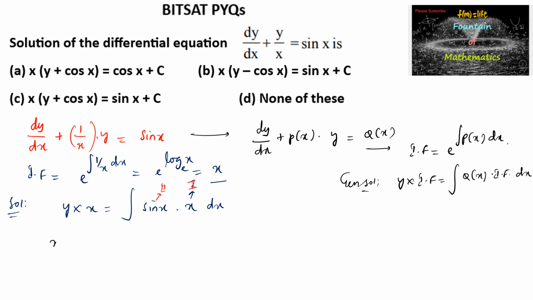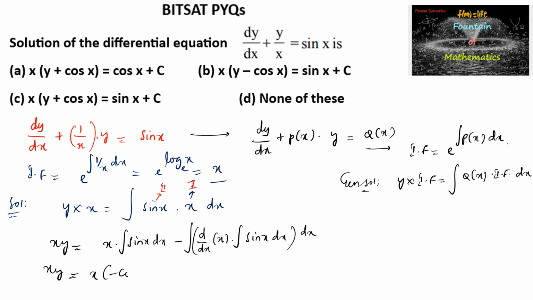So we can write xy is equal to x into integral of sin x dx minus integral of differentiation of x, which is 1, into integral of sin x. Let me write stepwise: d by dx of x into integral of sin x dx, and the whole dx. So we can write xy is equal to x into integration of sin x, which is minus cos x, minus integral of differentiation of x, which is 1, and integration of sin x is minus cos x. So which can also be written xy is equal to minus x cos x, and integration of cos x is sin x, so minus of minus plus sin x plus constant c.